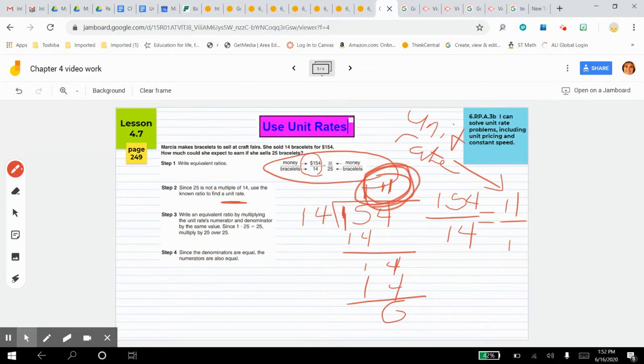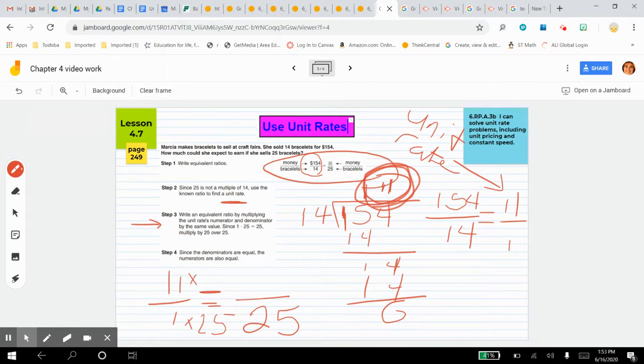Now, step 3 says we're going to write an equivalent ratio by multiplying the unit rate's numerator and denominator by the same value. Let me show you it this way. Let's take that 11 over 1, and now let's make that equal to something over 25. Now this is easy because any number times 1 is itself. So if I take 1 times 25, then I get 25. The rule is still exactly the same. Whatever I do to the bottom of a fraction, I have to do to the top.